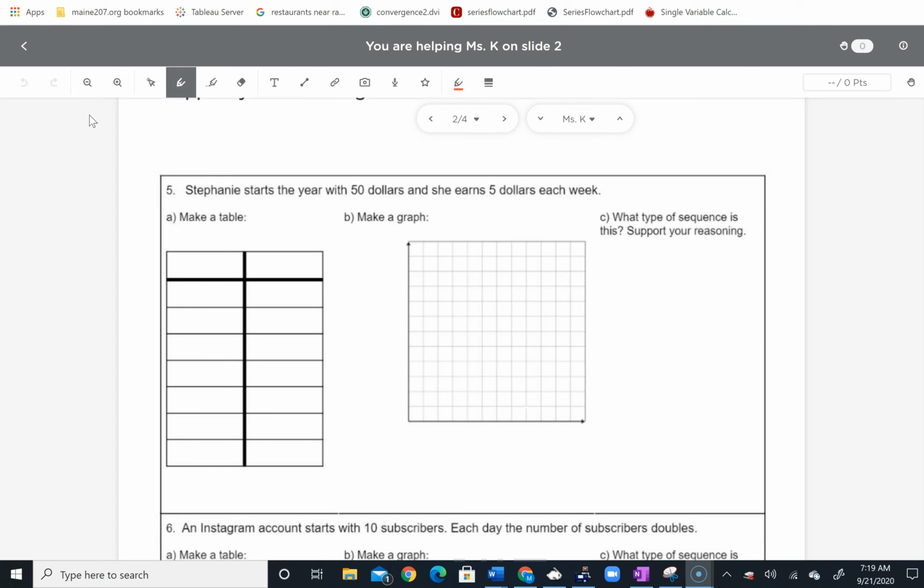Okay, so let's start by just reading this. We have to do a lot for these problems. We have to make a table, make a graph, describe what type of sequence, and support our reasoning. Looks like we're measuring dollars.